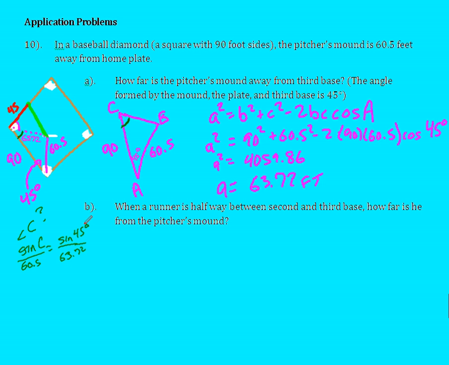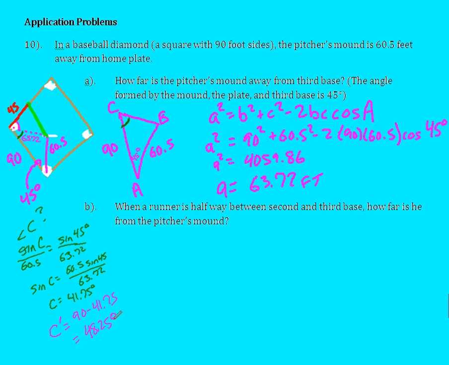So when I cross multiply and divide, I'll end up getting that sine of C is equal to 60.5 sine of 45 over 63.72. It means that angle C, when I do the inverse sine of that, will be 41.75 degrees. So that's in the original triangle. That means that to find in this new triangle I'm looking at, my second angle C, that's going to be 90 degrees for the entire base path, minus the 41.75. So the angle I really need is going to be 48.25 degrees.